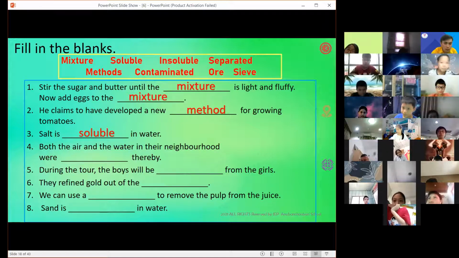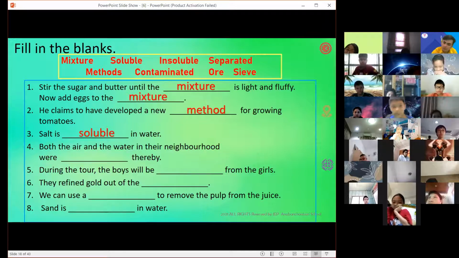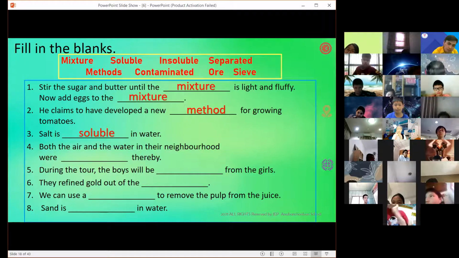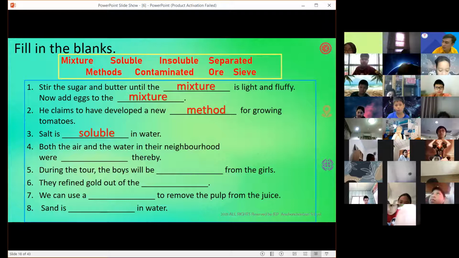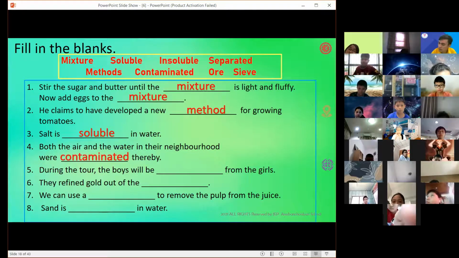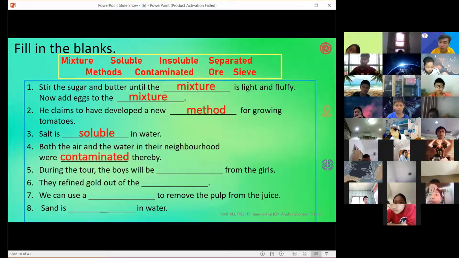Both the air and the water in their neighborhood were what? Napichaya, go. Contaminated. Okay. Can you read the entire sentence, Napichaya, please? Both the air and the water in their neighborhood were contaminated thereby. Perfect. All right. Now let's go to number 5. Who wants to answer for number 5?